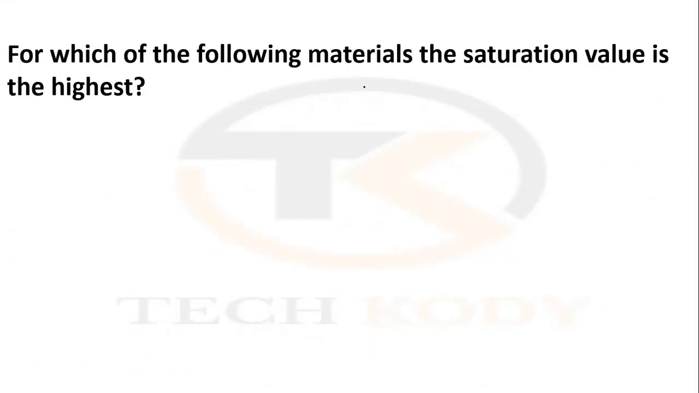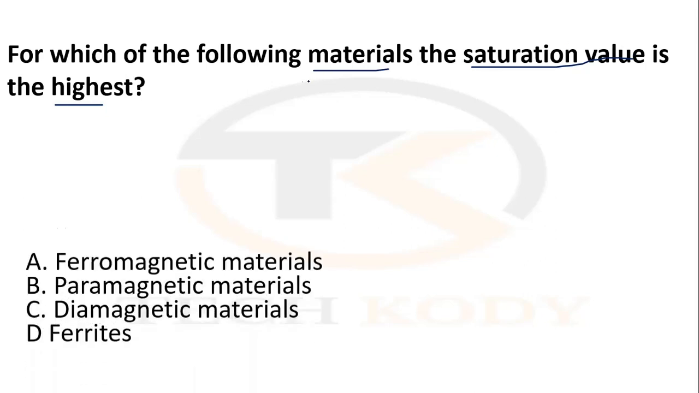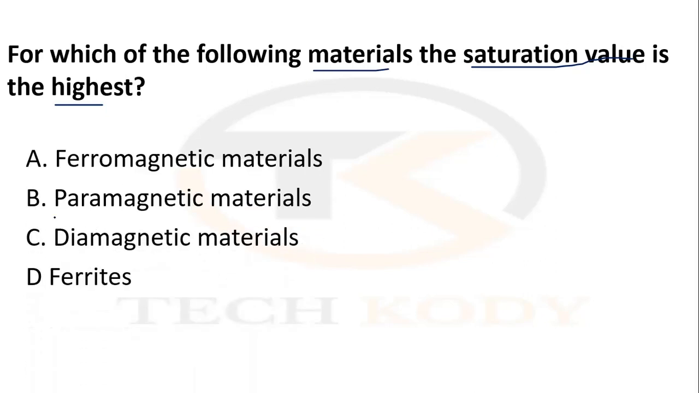For which of the following materials is the saturation value highest? Ferromagnetic material, paramagnetic material, diamagnetic material, ferrites. You can see that ferrite has the highest saturation value.